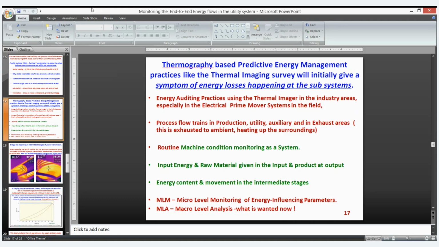And micro level monitoring of energy influencing parameters at the input of the system, intermediate system, and at the delivery of the system, and macro level analysis has to be done immediately for each and every system to go for reliability based condition monitored maintenance as such.